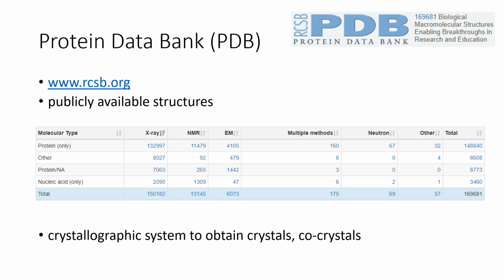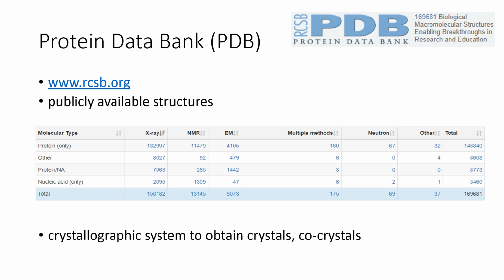And in the right upper corner, you can see that it involves more than 169,000 macromolecular structures. So in the table below, you can see in columns the type of method that was used for the 3D structure determination. You can see that X-ray is the most used in comparison with NMR or electron microscopy or neutron diffraction.